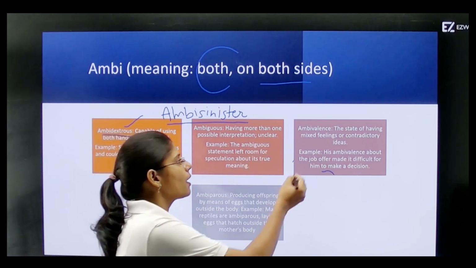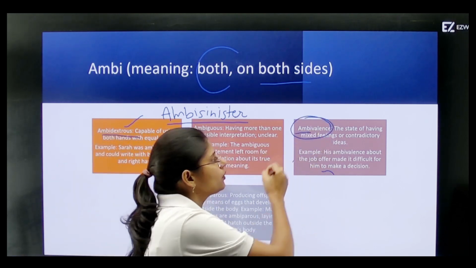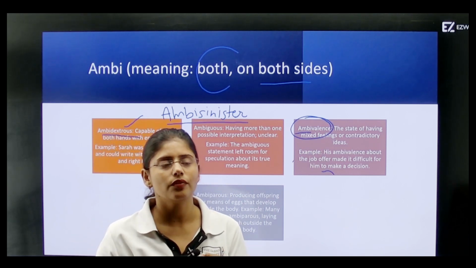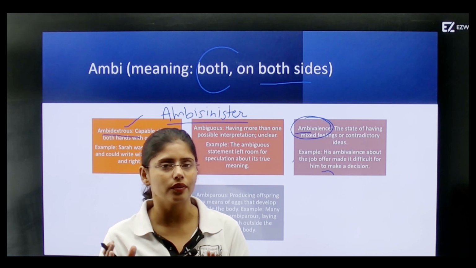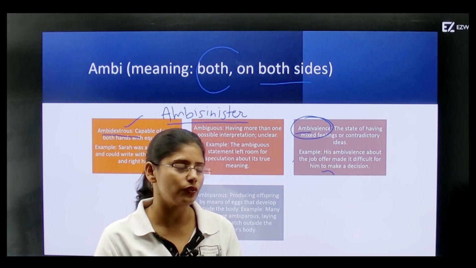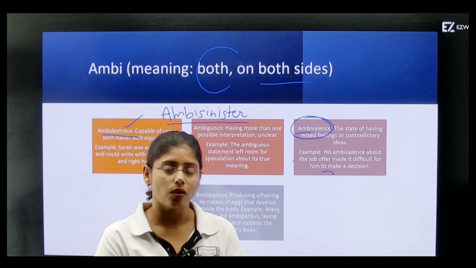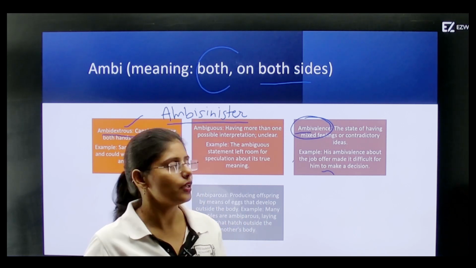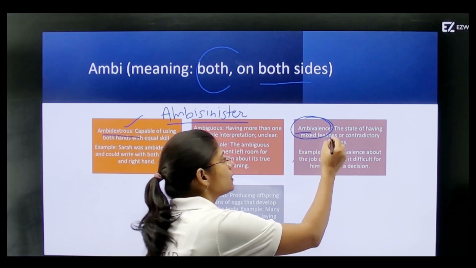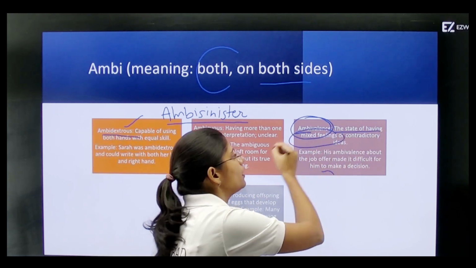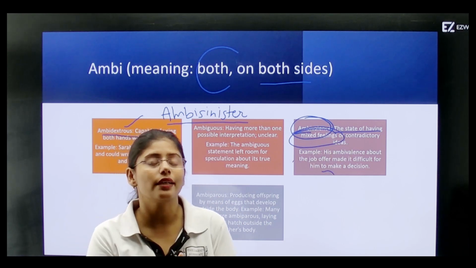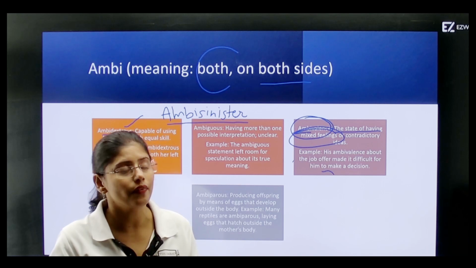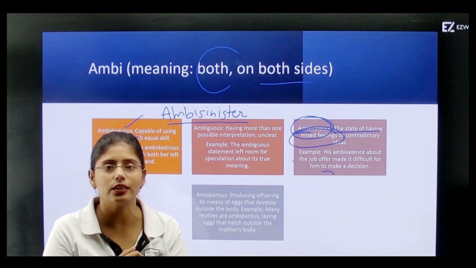The next one is ambivalent. AMBI means both and valent is a word which is related to feelings. There is some situation where you are feeling good or bad about it. It means a kind of situation where you are happy about it, and also you are upset or sad about it. It means you are ambivalent. Ambivalence is the word that defines the state of having mixed feelings, mixed feelings or contradictory ideas, like you agree or you disagree with that thing or with that fact. That is defining the word ambivalence.